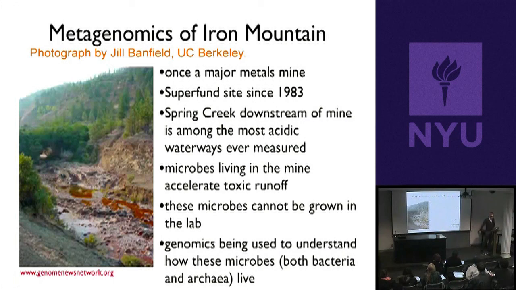And so Iron Mountain is a site that was declared a Superfund site, so a major government-funded toxic cleanup site since 1983. And this creek, Spring Creek, was downstream of the mine. And it's not right to think of it as a creek. It's right to think of it as a leaking battery, okay? Because it's so acidic, it has such a high concentration of metals in it that it's basically as if you have battery acid flowing down a creek.